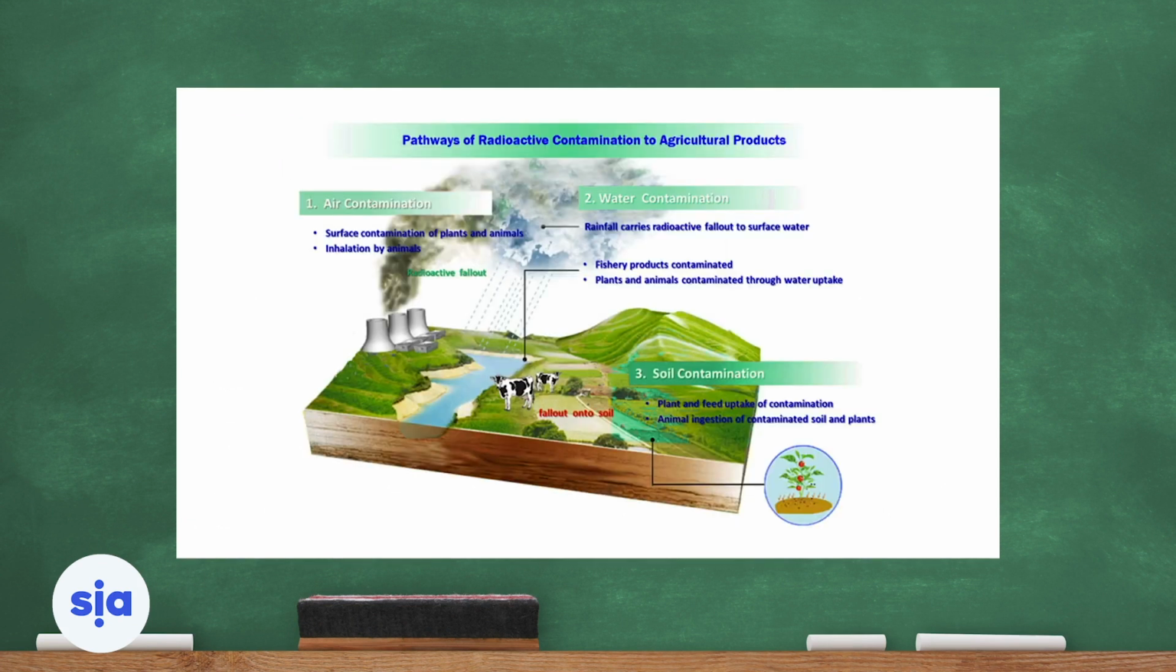Here you can see this is a nuclear reactor, and the polluted radioactive waste will result in air contamination, and then when the rain falls down, it will result in water contamination of the rivers, of the soil, and then soil contamination at last. And then who depends on the soil? Of course, plants, animals, and also human beings. They are all affected.